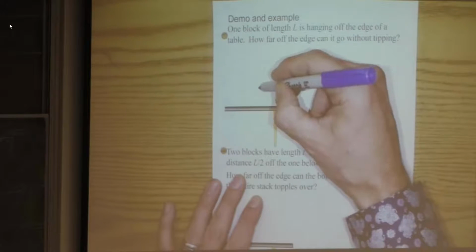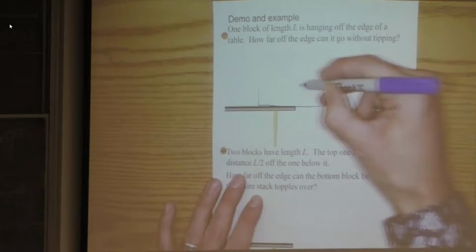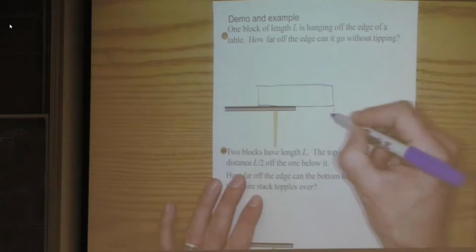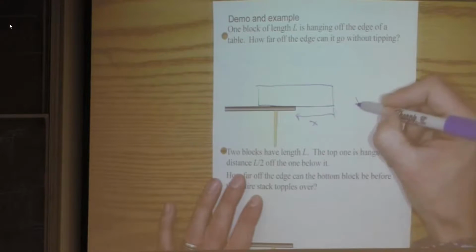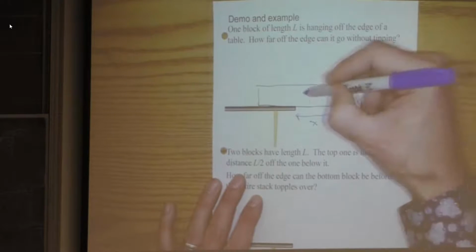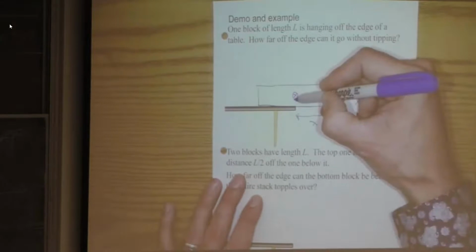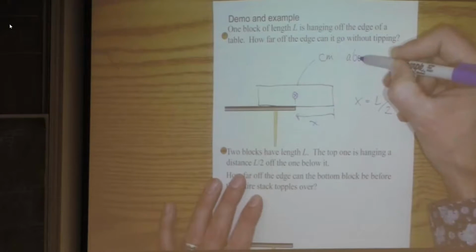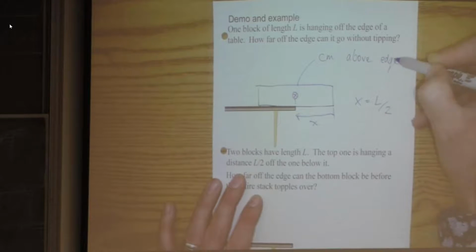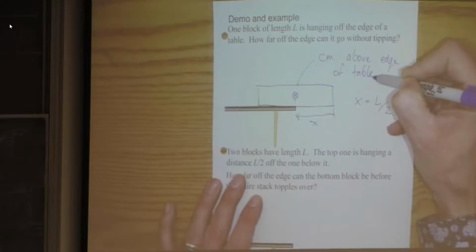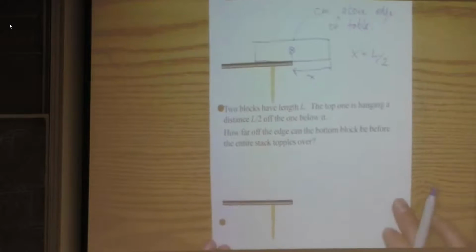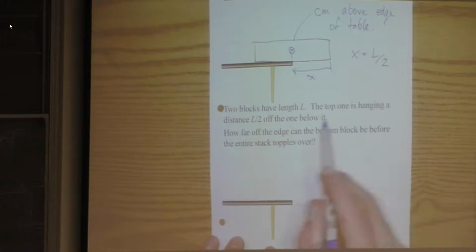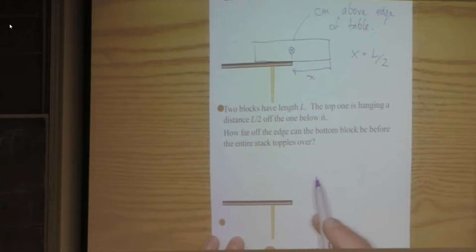So what I can do here, kind of know this one, is if this distance is x, then you say that x is equal to L over 2. And what that does is that puts the center of mass of this right above the edge of the table. So that's the easy one. What you do next, you say you have two blocks of length L. The top one is hanging a distance L over 2 off the one below it. How far off the edge can the bottom block be before the entire stack topples over?